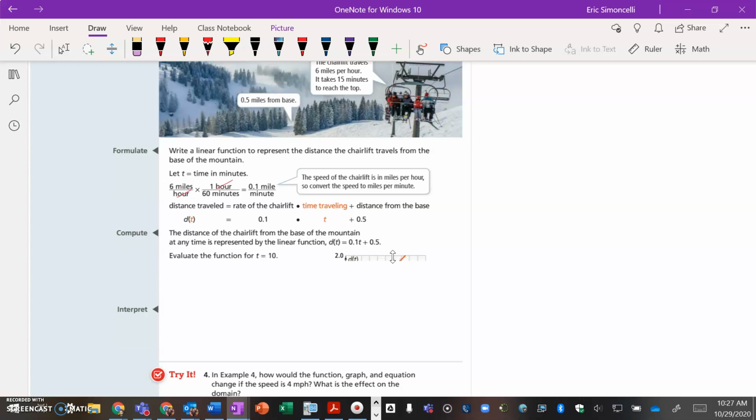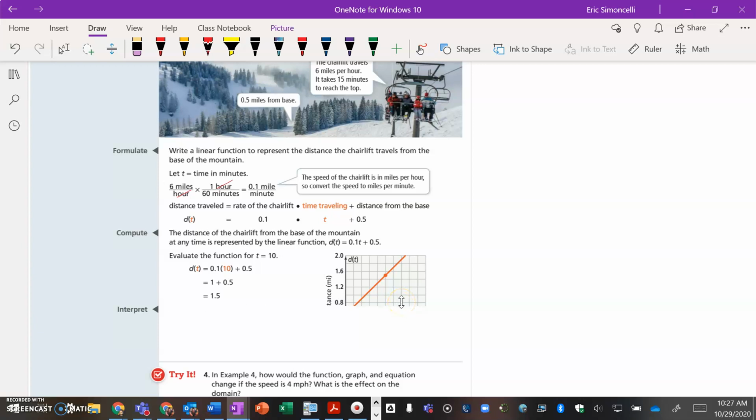Evaluate the function for t = 10. d(t) = 0.1 times 10 plus 0.5. The math ends up looking like this, 1 plus 0.5, and the graph does, as you can see off to the right, take shape. 1.5 is the resulting y if you plug in 10 for t.